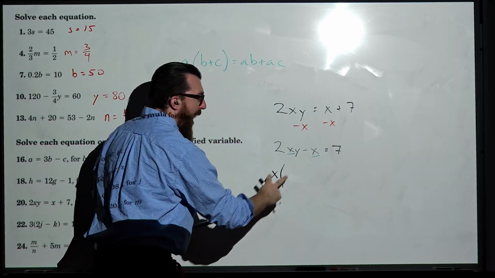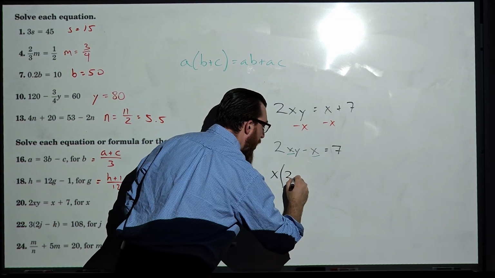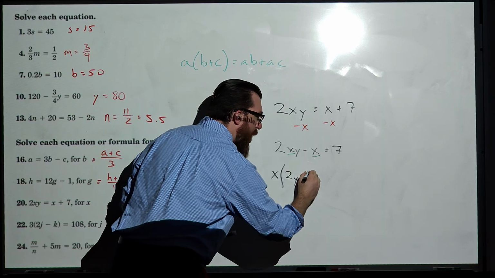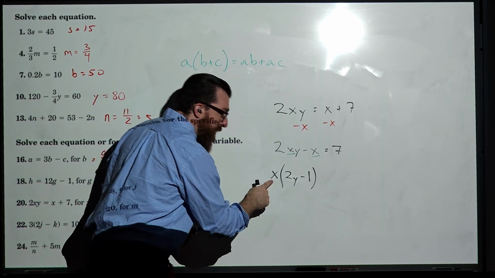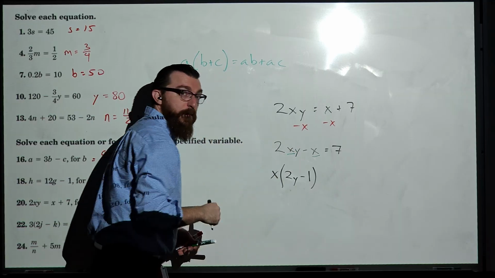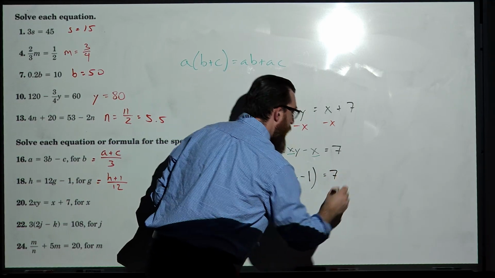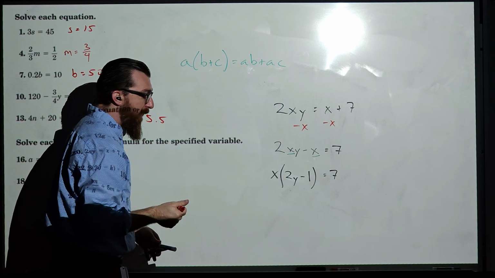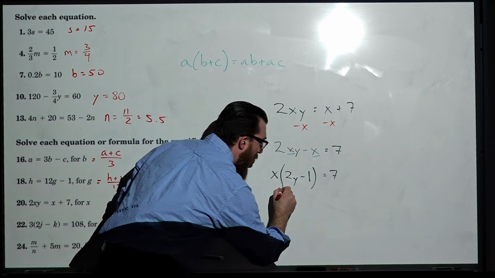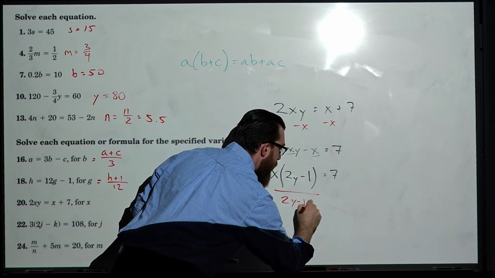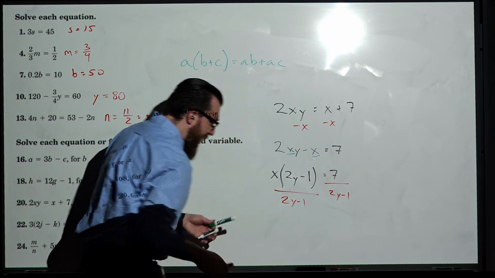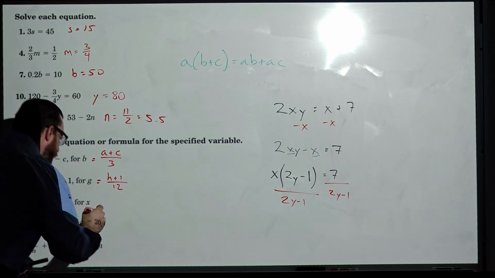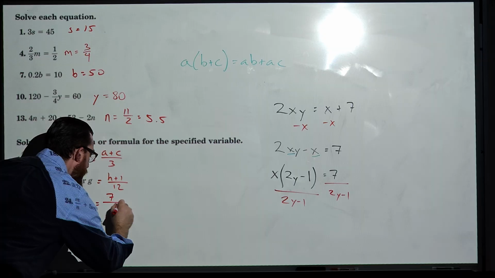x of everything but the x here, 2y, and then everything but the x here, that would be 1. Okay? And if you don't believe me, distribute this back in, and you'll see that's what comes out. Well, now we are trying to get x by itself. The only thing left to do is to divide both sides by 2y minus 1. And there we have it. It is 7 over 2y minus 1.